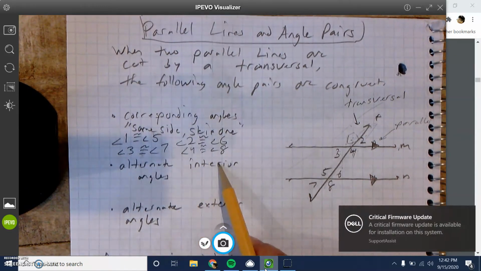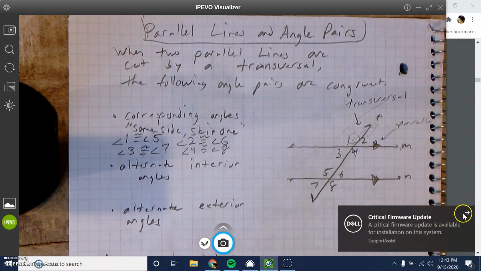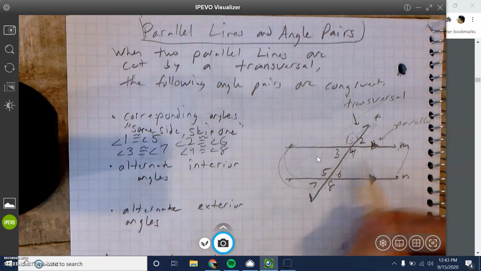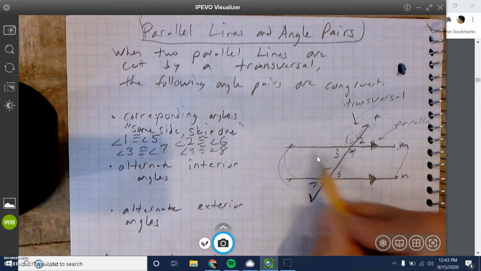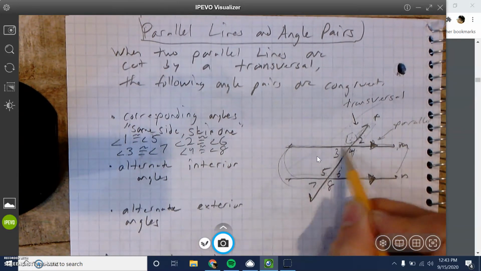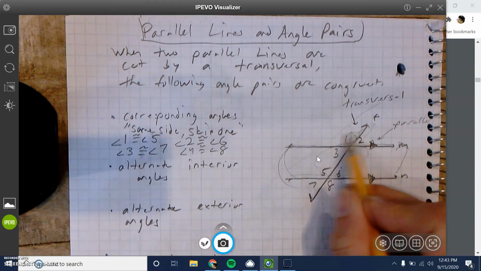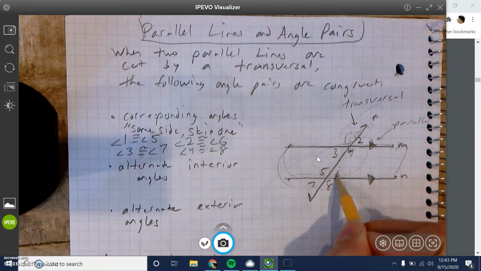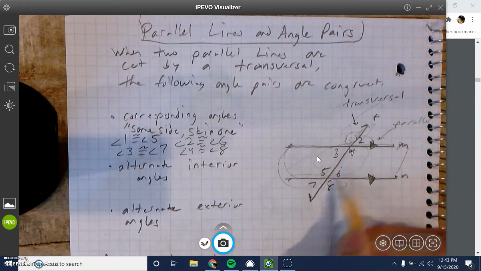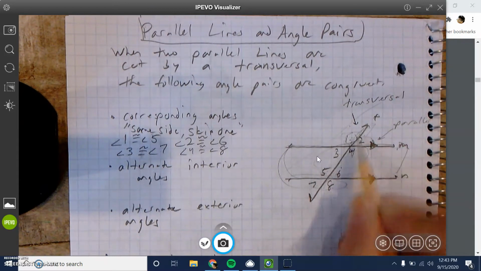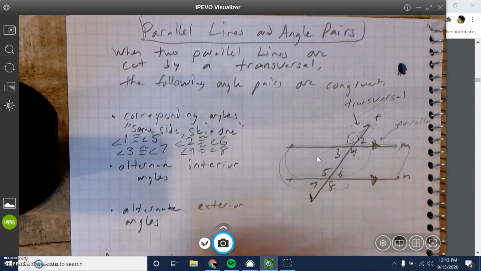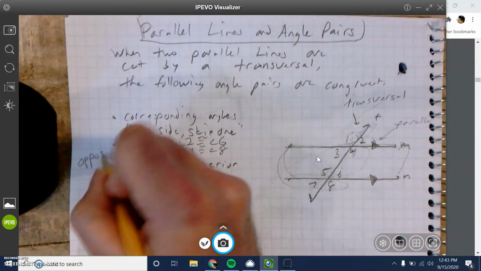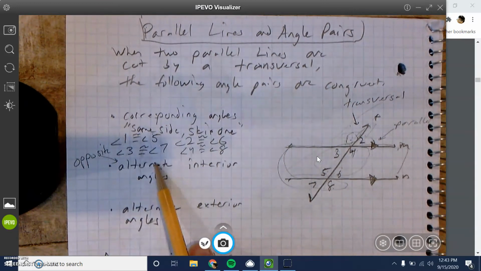Next, alternate interior angles. Well, what the hell are interior angles? Let's see. Well, I like to think about this like this is my car here, and these are like the doors. So these are the wheels going, and so the interior angles are right here. The exterior are right here, like with the doors open. So 3, 4, 5, and 6 are interior. 1, 2, 7, and 8 are exterior, or outside those parallel lines. So alternate means opposite. Write that down. Opposite the transversal.